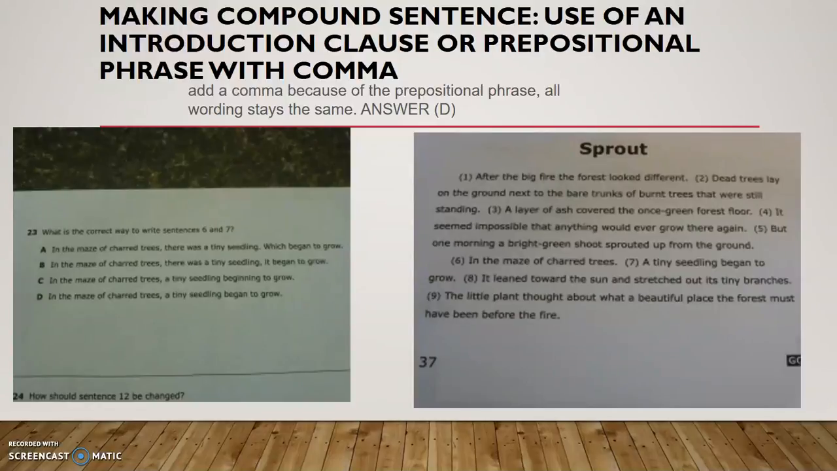There's a comma there without a conjunction, but it is correct because on both sides of that comma, there's not an independent clause. If it had a comma conjunction, there would be independent clauses. Okay, so that's why the conjunction is not there. In the maze of charred trees is a prepositional phrase. A tiny seedling began to grow would be your independent clause. So that's why your answer has to be D. Okay?